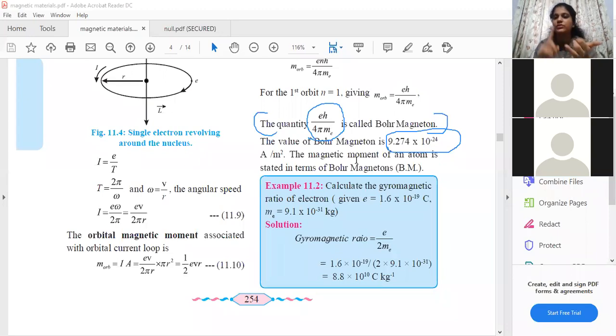What is Planck's constant? What is E? What is Me? Substitute and get the answer as 9.274. So instead of that, you all can directly remember the value.